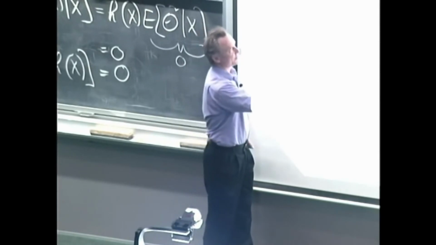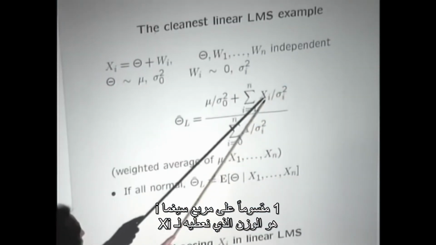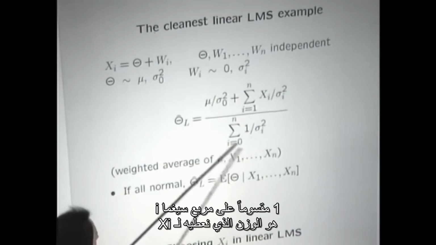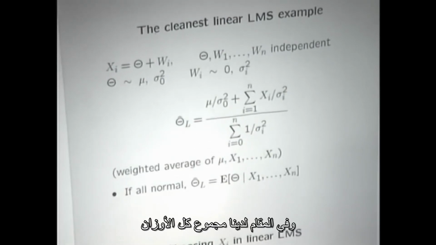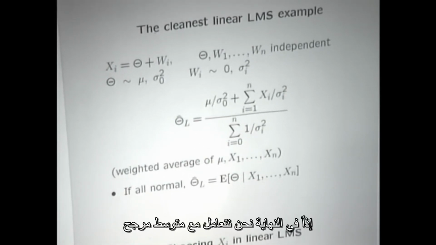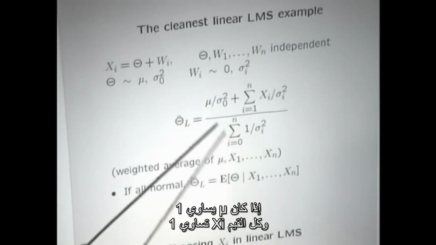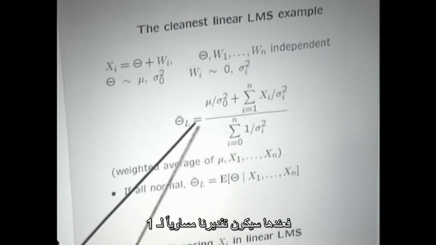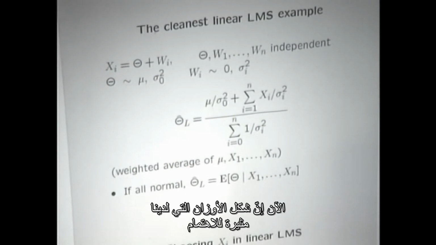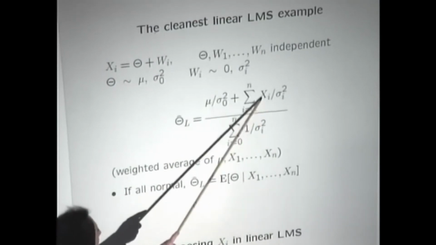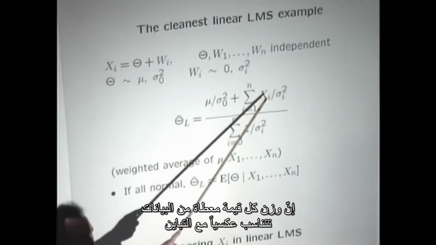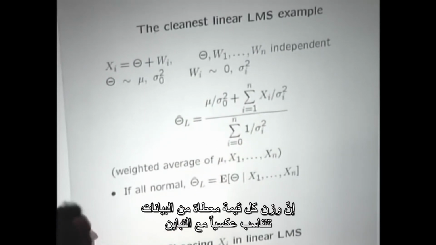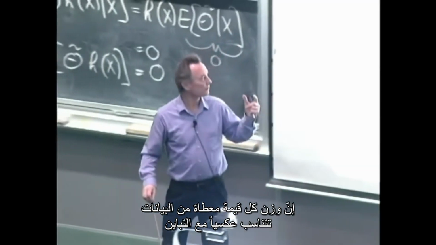This 1 over sigma i squared is the weight that we give to x_i, and in the denominator we have the sum of all the weights. So in the end we're dealing with a weighted average. If mu was equal to 1 and all the x_i's were equal to 1, then our estimate would also be equal to 1. Now the form of the weights that we have is interesting. Any given data point is weighted inversely proportional to the variance.